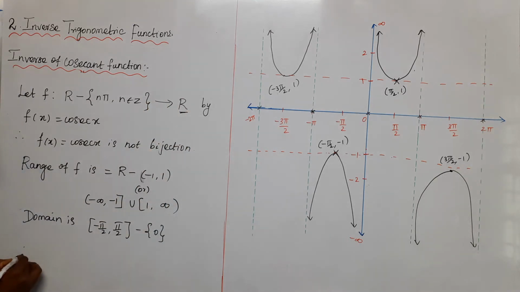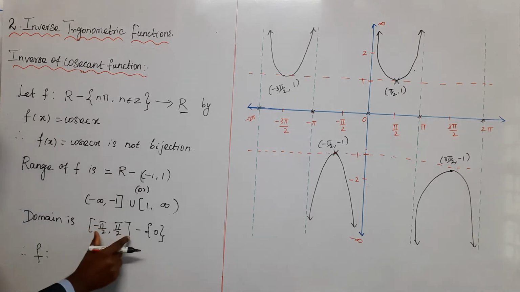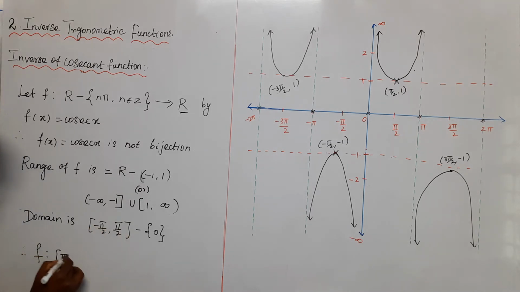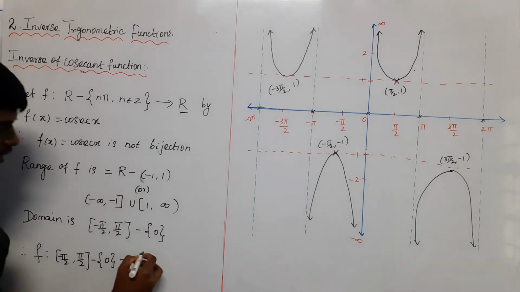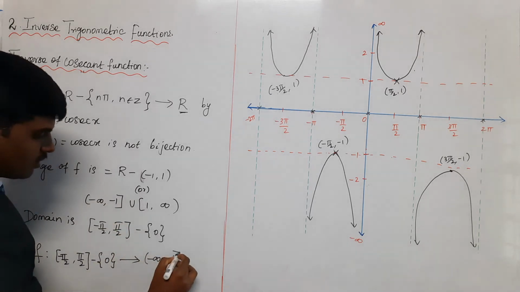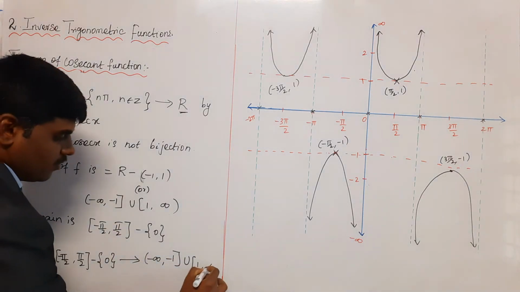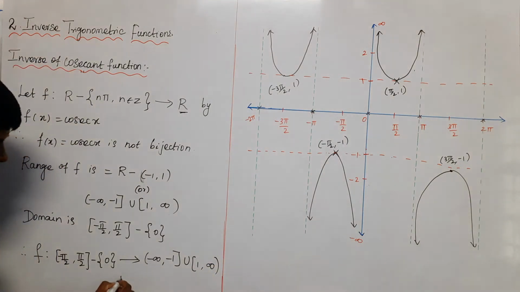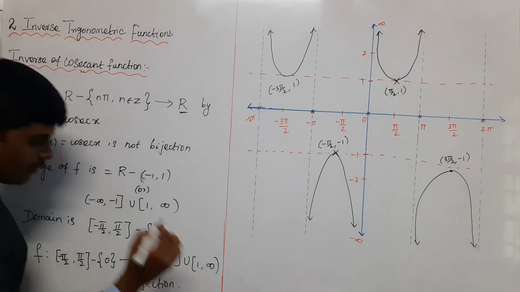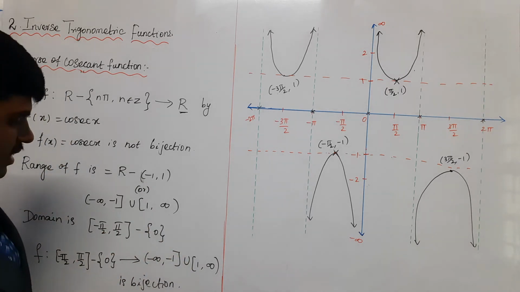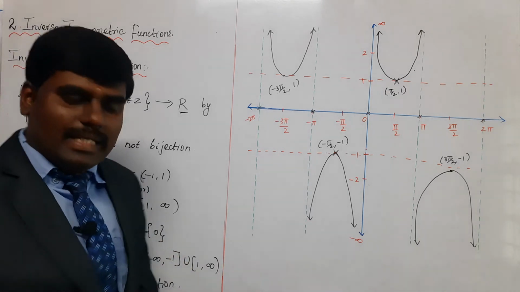What are the conclusions? The function f, I choose the domain as the closed interval minus pi by 2 to plus pi by 2, except 0. Again, that function's range is the open interval minus infinity to minus 1, closed, union 1 to infinity. It is a bijection. Bijection means automatically the inverse function should exist.